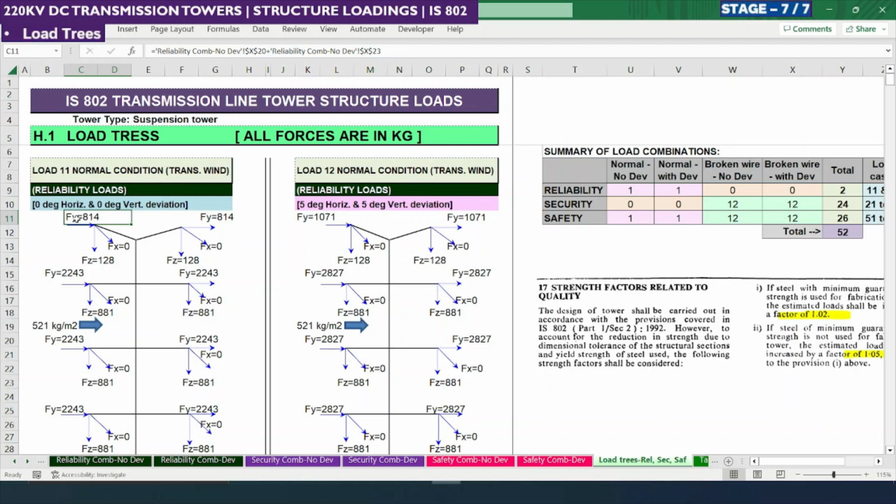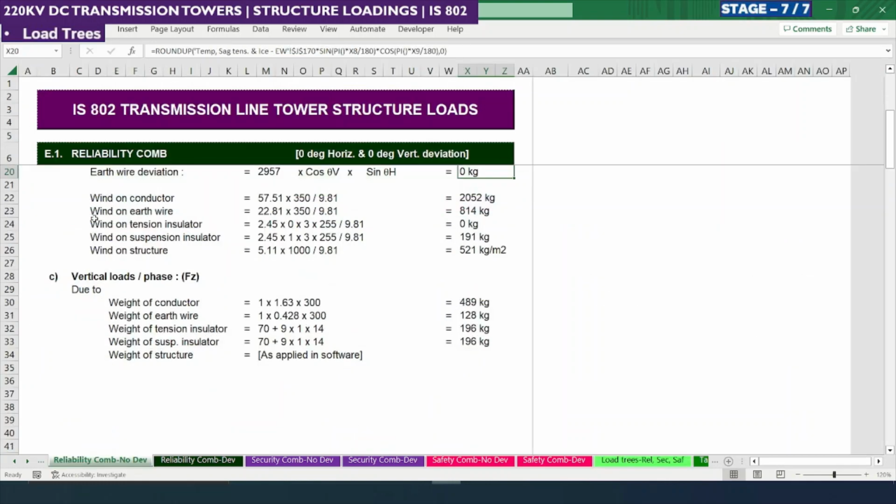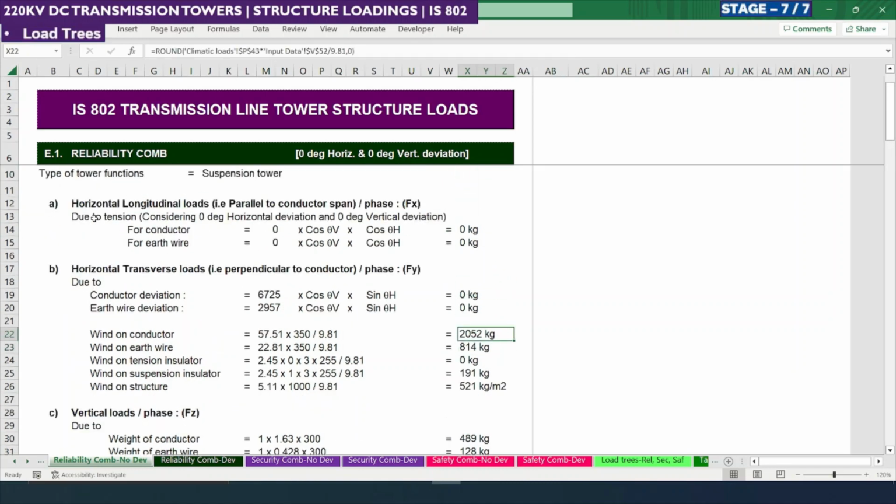All the longitudinal forces we mention as Fx, all the transverse horizontal loads we mention as Fy, and all the vertical downward loads we consider as Fz. This is a major component we need to consider in the load tree. So for transverse load under reliability without deviation, we need to take the value which we calculated earlier. This is for the transverse direction Fy for the reliability case without deviation.